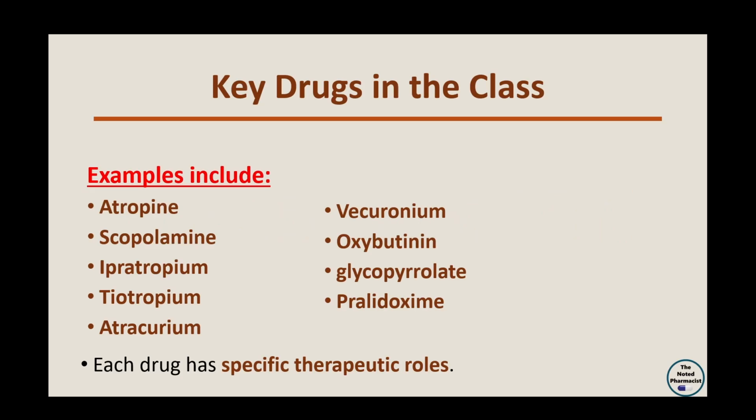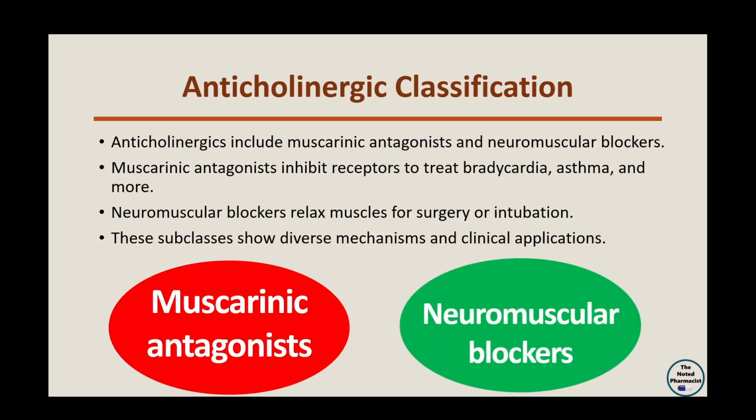Prominent drugs in this pharmacological class include atropine, scopolamine, ipratropium, tiotropium, atracurium, vecuronium, oxybutynin, glycopyrrolate, and pralidoxime. Each drug has specific therapeutic roles. Anticholinergic drugs, an essential pharmacological class, are broadly divided into two major subclasses: muscarinic antagonists and neuromuscular blockers.